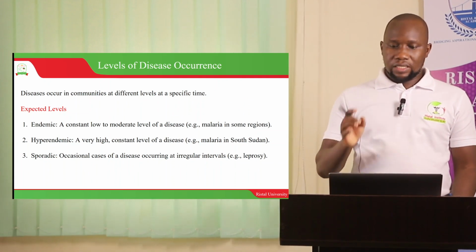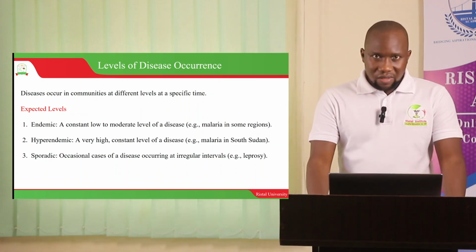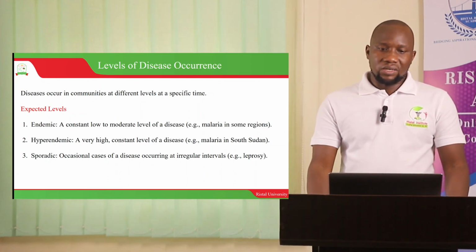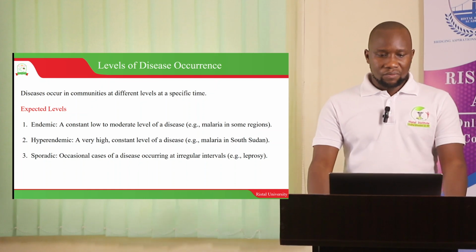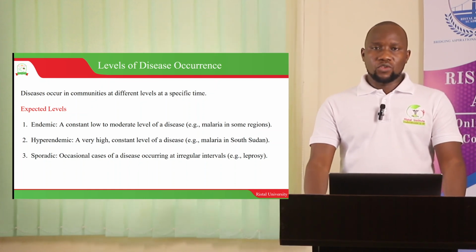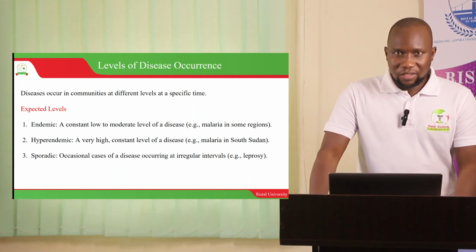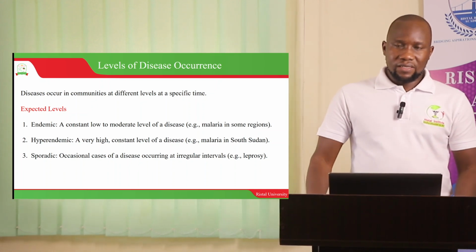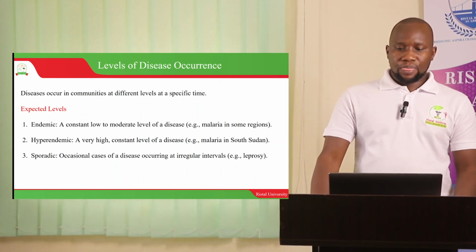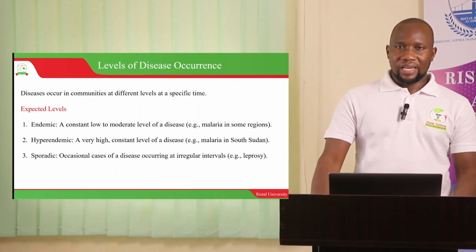So let's look at the levels of disease occurrence. We can call this the patterns of disease occurrence. What this looks at is how a disease is happening within a particular population. This relies on public health surveillance. We get to know the number of cases of different diseases in a particular community because of surveillance.